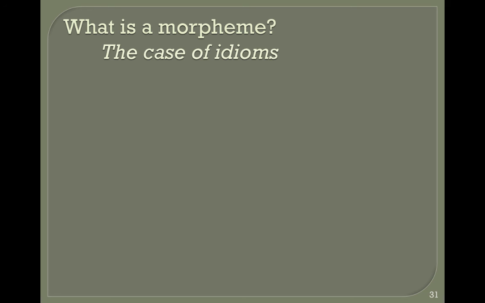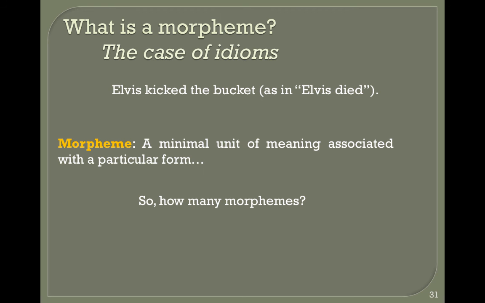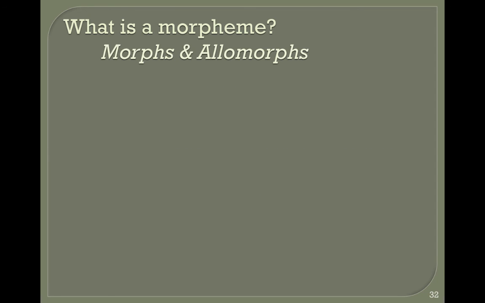Alrighty, let's finish up by looking at an interesting test case, just something to think about. We described morphemes as the smallest possible unit of meaning, but what about expressions like this, idioms? To kick the bucket. But kick the bucket means to die. It doesn't mean to actually kick a bucket. Do we want to call kick the bucket a single morpheme? Just something to think about.